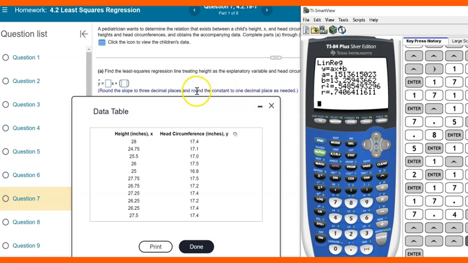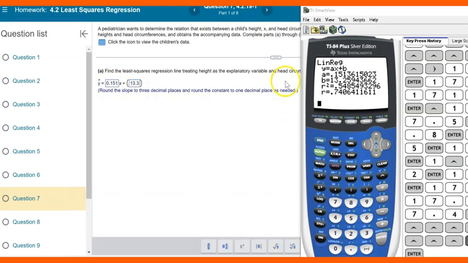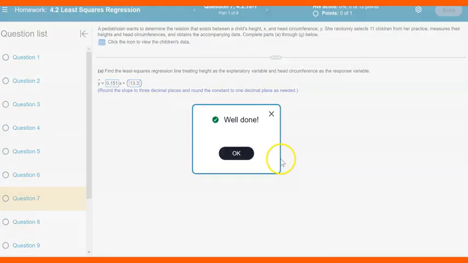But notice that it asks you to round the constant to 1 decimal place. The constant here is the y-intercept because it doesn't have a variable, this b. Notice that's called the constant. Therefore, the y-intercept is the constant, and a is the slope. Therefore, let me put these numbers here. Okay, I put the slope as 0.151, rounded to 3 decimals, and the y-intercept as 13.3, rounded to 1 decimal. Okay, and you check your answer, and you're going to find it correct.